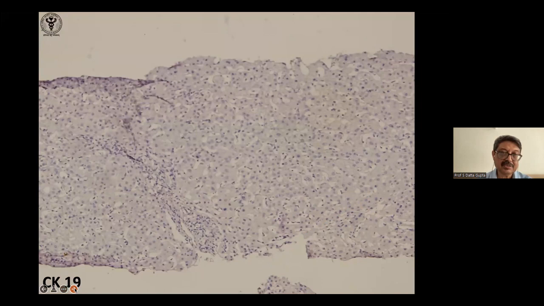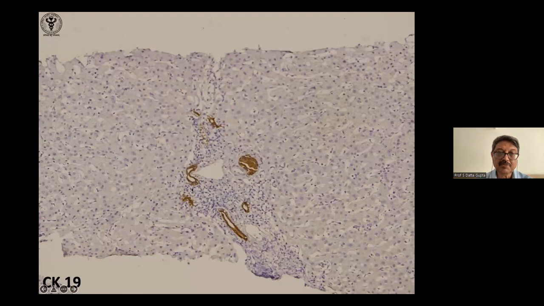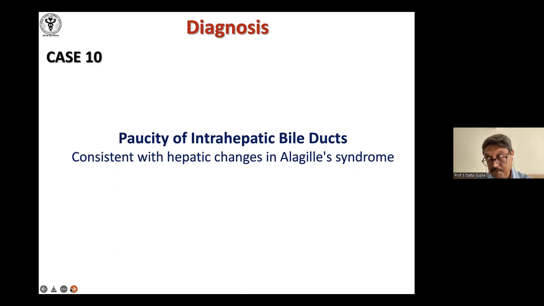And this is a normal liver. So you are supposed to see bile ducts like this. So the immunohistochemistry has helped. There's a paucity, and it's consistent with hepatic changes in Alagille syndrome because of the ocular and pulmonary changes.